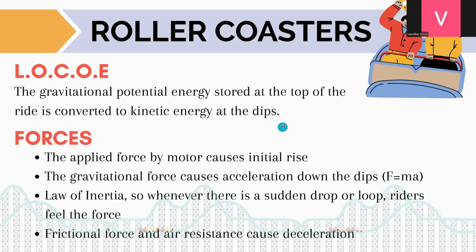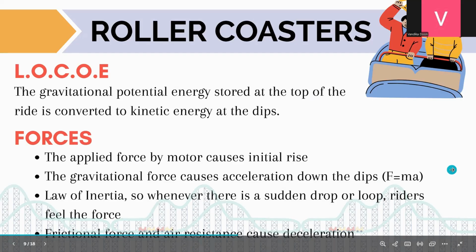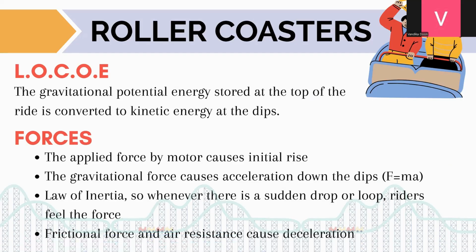And then the crazy thing is what is happening to the riders. You would feel like you're being pushed and pulled in your seat, especially when the roller coaster meets a sudden loop, like a drop. The riders will feel the force, and that is due to Newton's first law. Because if you're going at a constant speed in a certain direction, and then you're forced to change your direction, that is an external force, which would cause you to feel like you're being thrown around in your seat.